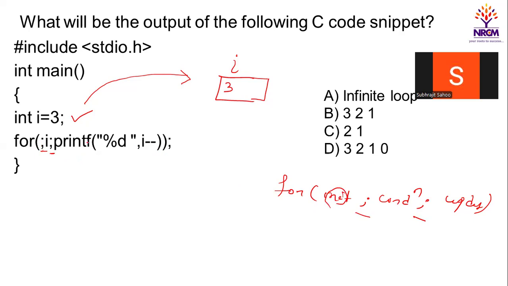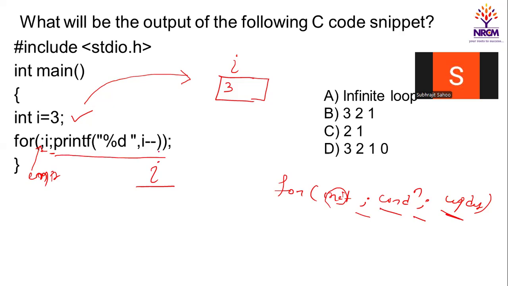But here nothing is there. It is empty. Is empty allowed or not? Last class also I told you it can be empty. Next, in place of the condition, what is written? Simply i is written as the condition. Then in place of the update statement, what is written? Total, this is printf("%d", i--). Right?